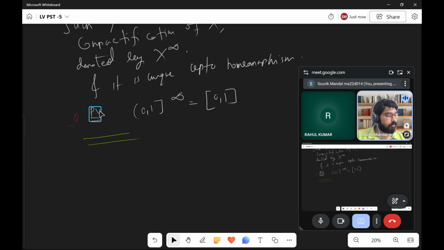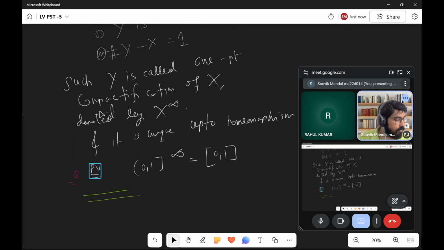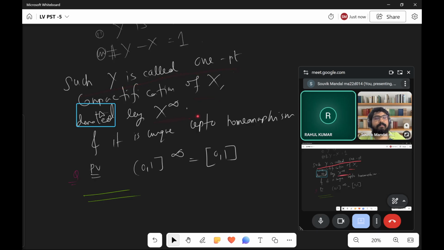So now can you please show that the open interval (0,infinity) is equal to closed [0,1]? It is the infinite product of (0,1). No, no, no, that's what I explained now. Such a Y is the one point compactification of X, and it is denoted by X to the power infinity. Oh, okay, sir. So that means it denotes the one point compactification of (0,1).